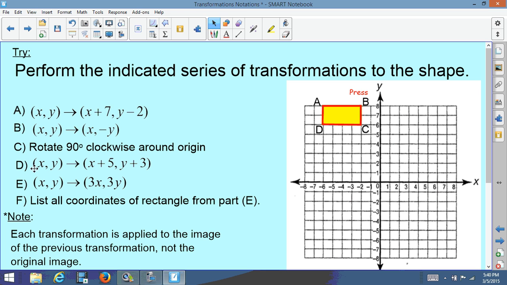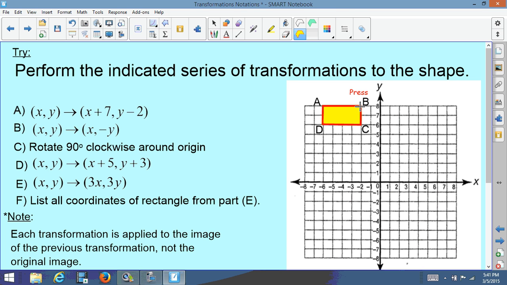So here's all the different transformations we're going to do. We're going to end up listing the coordinates of the rectangle from part E. Please note the transformation is applied to the image of the previous transformation, not the original image. So here we have our first transformation. We're going to take point xy and we're going to add 7 to x and subtract 2 from y. So let's get a dot, get my tool again.